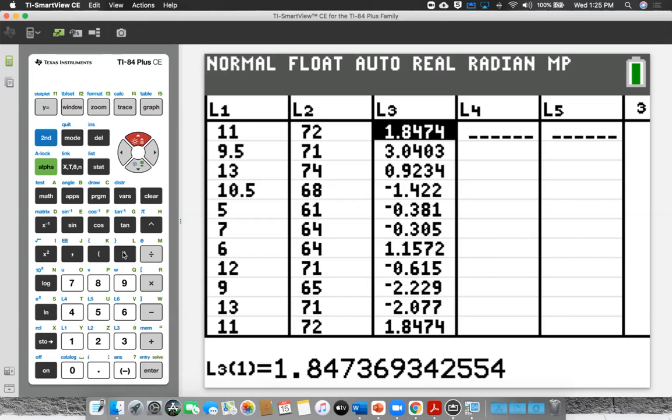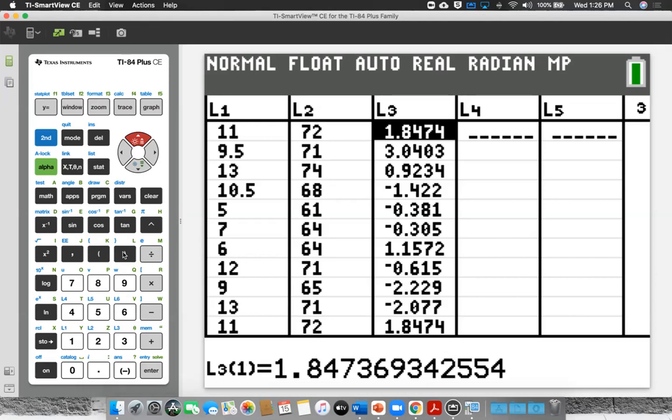Here we go. So we noticed the first one, right? 1.84748. We said that earlier. 10.5 is negative 1.422, which we did yesterday. The first 7 is negative 0.305, which we did yesterday. So those make sense. So now you can see which dots are above and which dots are below, right?